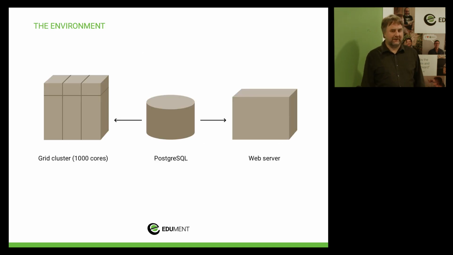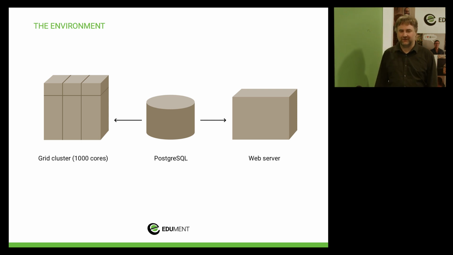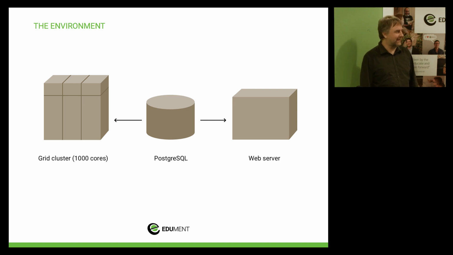This is a description of our environment. You see the database there in the middle, PostgreSQL. On one side, we have the grid cluster, and this was a scientific computing cluster. It had 1,000 computing nodes running 24 hours a day, 7 days a week, unless we put the system into maintenance mode or tuned things down because something was causing a problem, which sometimes we would have to do. And then it would also display the information through a web server.